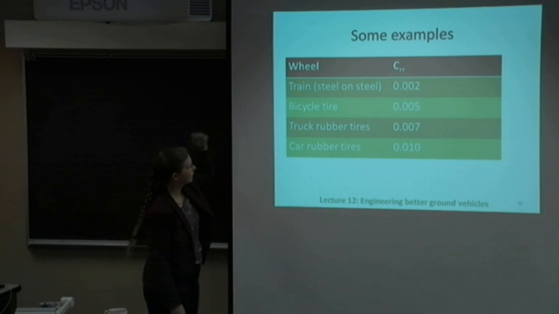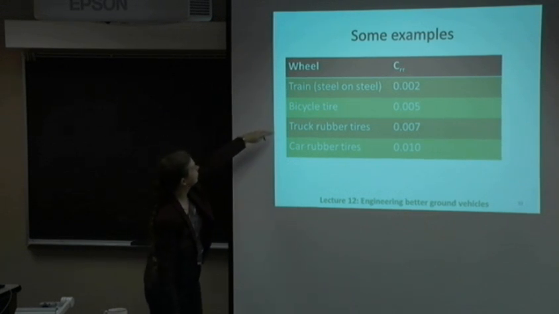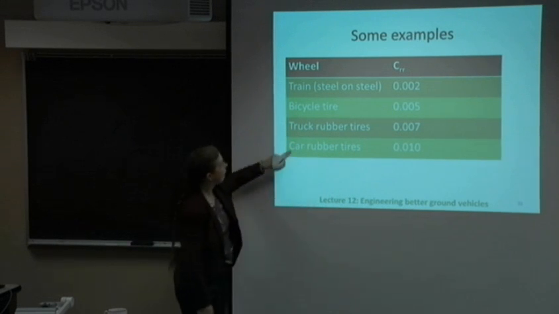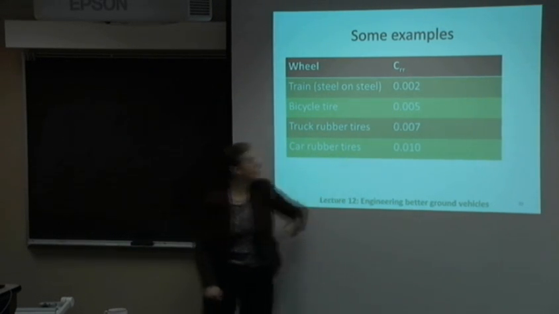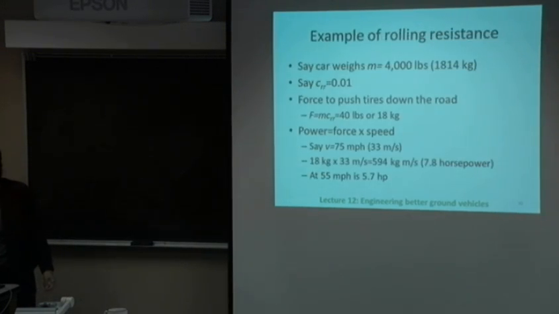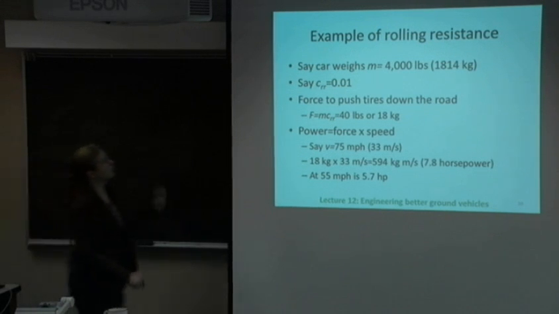Contact patch, that's what brought that up. If you want to see the scar, I'll show it to you. Truck rubber tires, 0.007. Car rubber tires, 0.01. So I'm going to put steel wheels on my car. Maybe not. So let's do an example calculation.